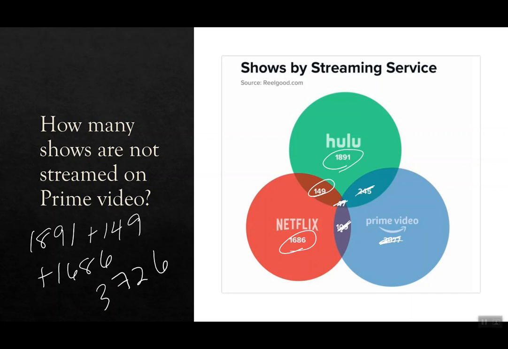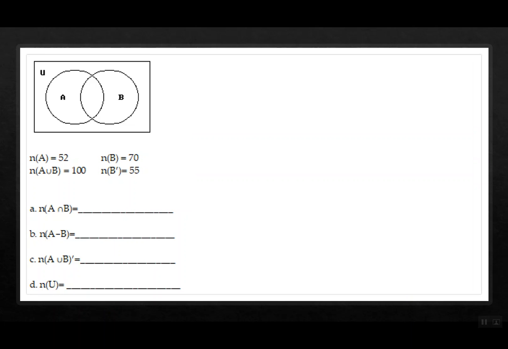So hopefully you're seeing that over and over again to answer the question, I start by saying, what area is it on my Venn diagram? And then I can pull the numbers out and start talking about the numbers. So all of these are cardinality. All right, so let's look at another one.